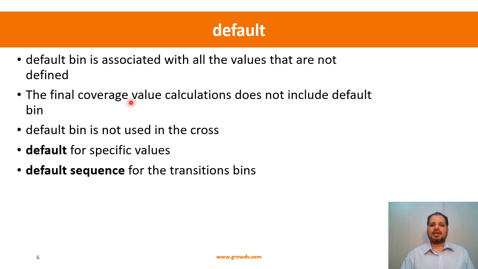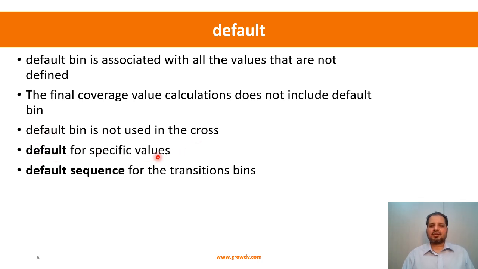And note that in the final coverage calculation, the way we had seen, the total number of bins hit divided by total bins for the cover point, that calculation will not include the default bin. It will not add up to that. So whether it's hit or not hit, it is not going to contribute to your coverage percentage. And a default bin cannot be used in a cross.